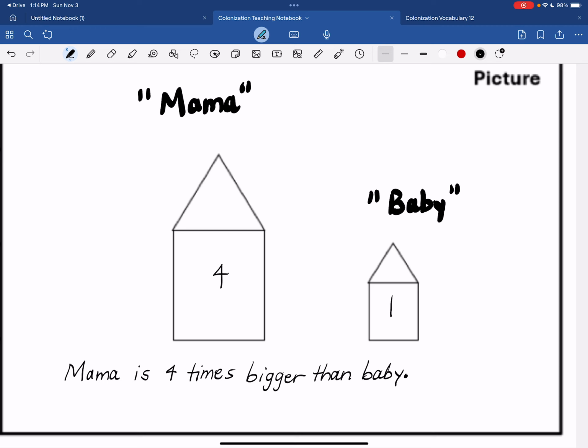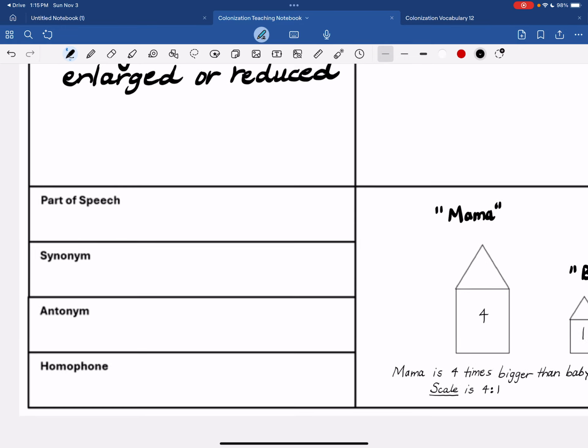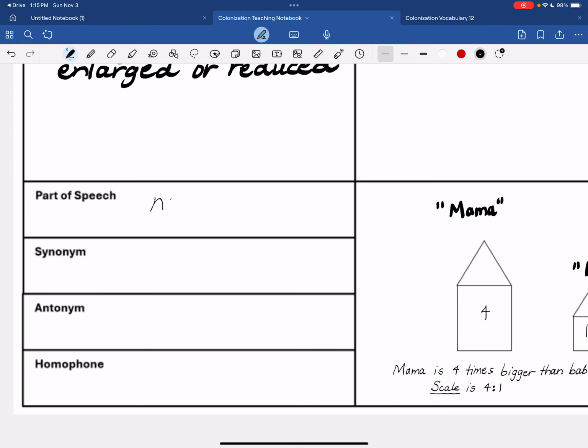So we would say that the scale is 4 to 1. And we're going to be looking at this in math. I just wanted to introduce the word to you. The word is scale. The scale is 4 to 1 because mama is 4 times bigger than baby. Okay, so back to our definition. This is a noun. It's a thing.